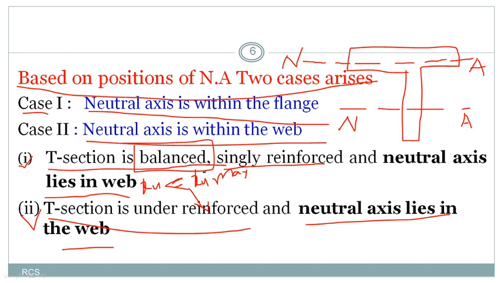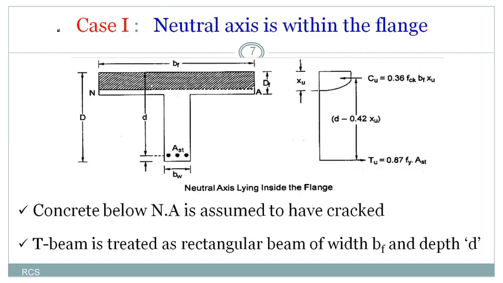So in today's class we will discuss in detail case 1. What is case 1? Neutral axis is within the flange. If the neutral axis lies within the flange region of the T beam, then how does it behave, what is the stress distribution for this, and how to calculate the moment of resistance. Those things we will see in this class. So let us take the first case. Case 1 is neutral axis lies within the flange.